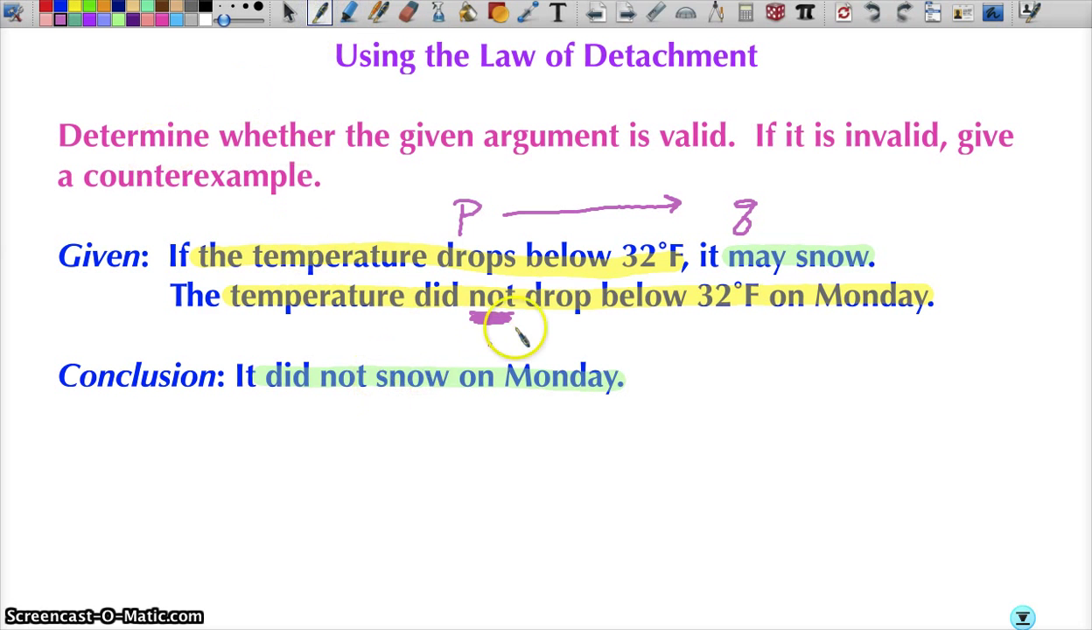Okay, well, even though this doesn't match identically to the law, it still is valid because it makes sense. These two statements go hand in hand. It didn't go below 32, so that means that it didn't snow. So that does in fact follow the law of detachment.